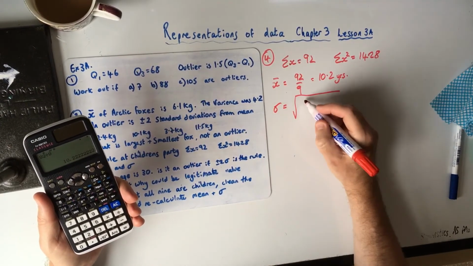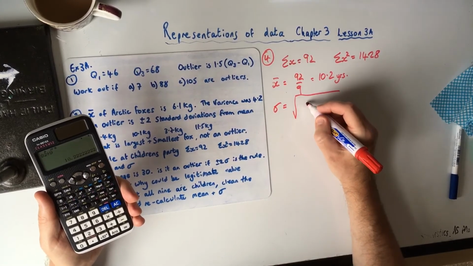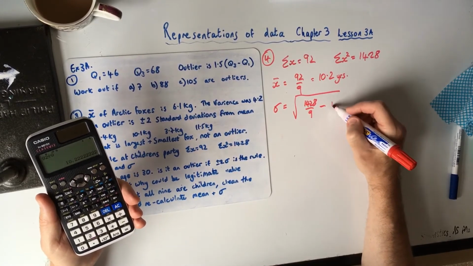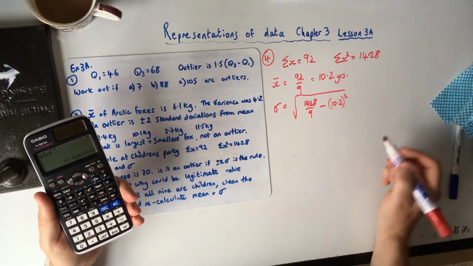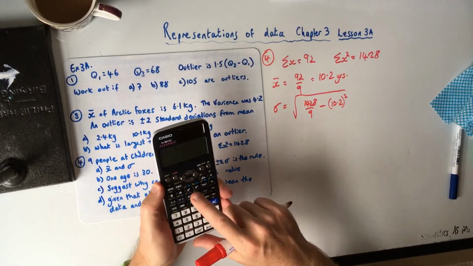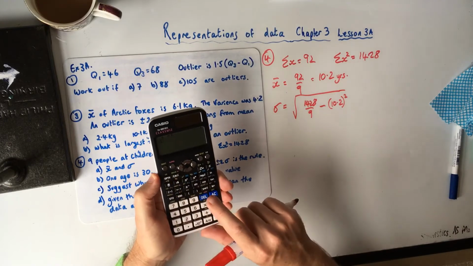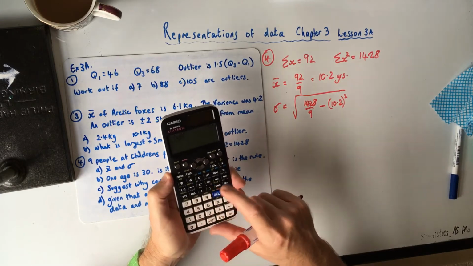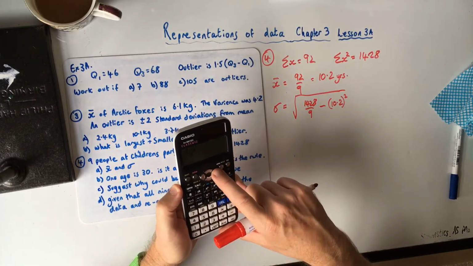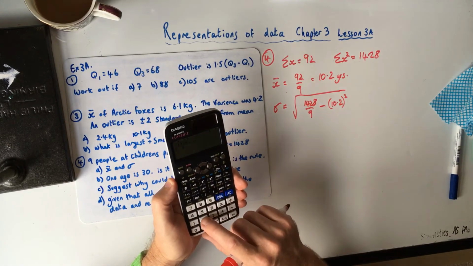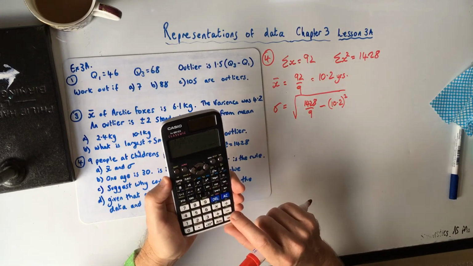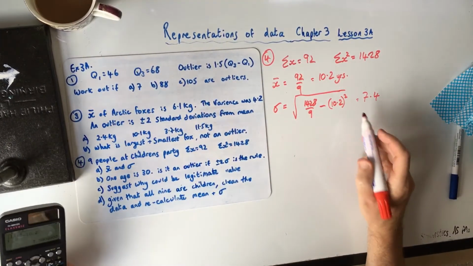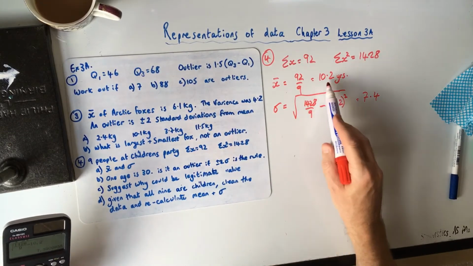the square root of that 1428 divided by 9 minus the mean squared, 10.2 squared, okay, remember that. So the square root, where's the square root button? There it is, of that, so 1428 over 9 minus 10.2 squared is equal to 7.4. Okay, so that's the standard deviation, and that's the mean.